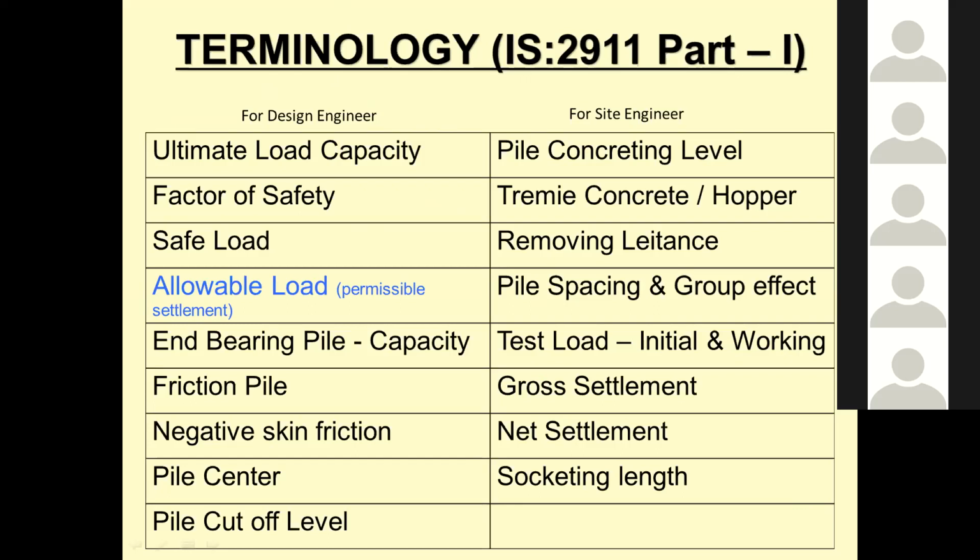For site engineer: pile concreting level, creamy or hopper, creamy concrete with hopper, removing laitance after piling is complete, pile spacing and group effect, test load, initial and working, gross settlement, net settlement, and socketing length.